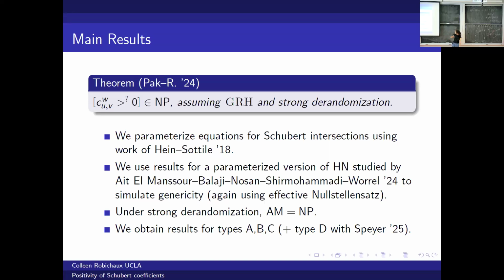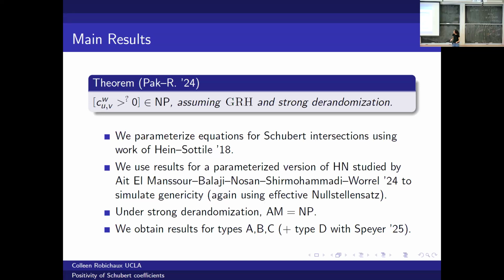So that was amazing. And to simulate this genericity, we use a parameterized version of this Hilbert Nullstellensatz decision problem that was studied by Ait El Manssour, Balaji, Nosan, Shirmohammadi, and Worrell just last summer. Using this parameterized version, we can simulate these generic intersections well enough. And then assuming that NP is equal to AM and the GRH, then we get our result.